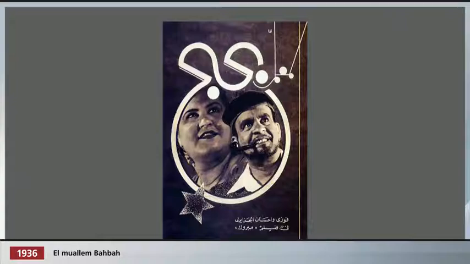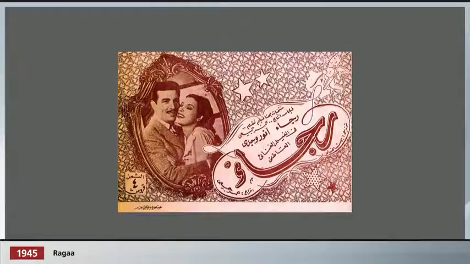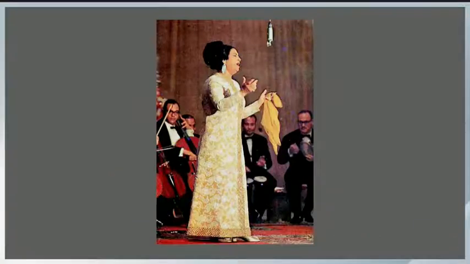This natural unity, stemming from the existence of a common language, plays again into the particularly prominent role that is enjoyed by Egypt in the Arab world. And that's the development of the premier cultural production site in Egypt. Egypt in the 20th century becomes the center for media development. Here you see a poster of the Egyptian film El Mu'allim Bahba from 1936, and this one is the film Raga from 1945.